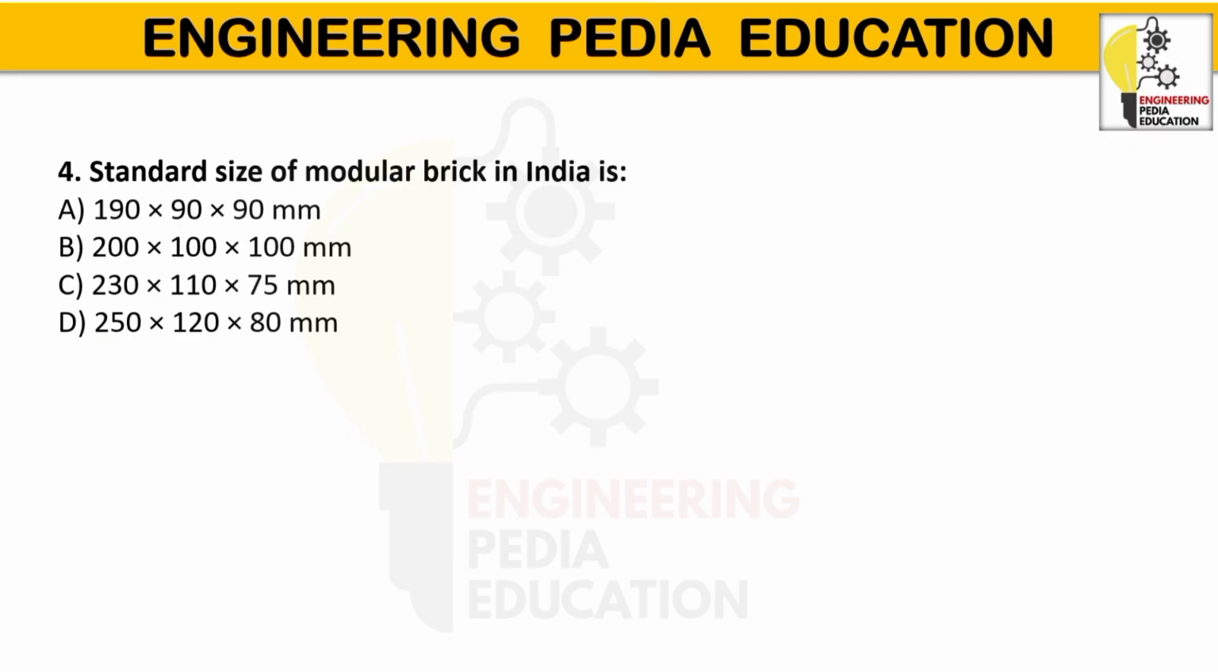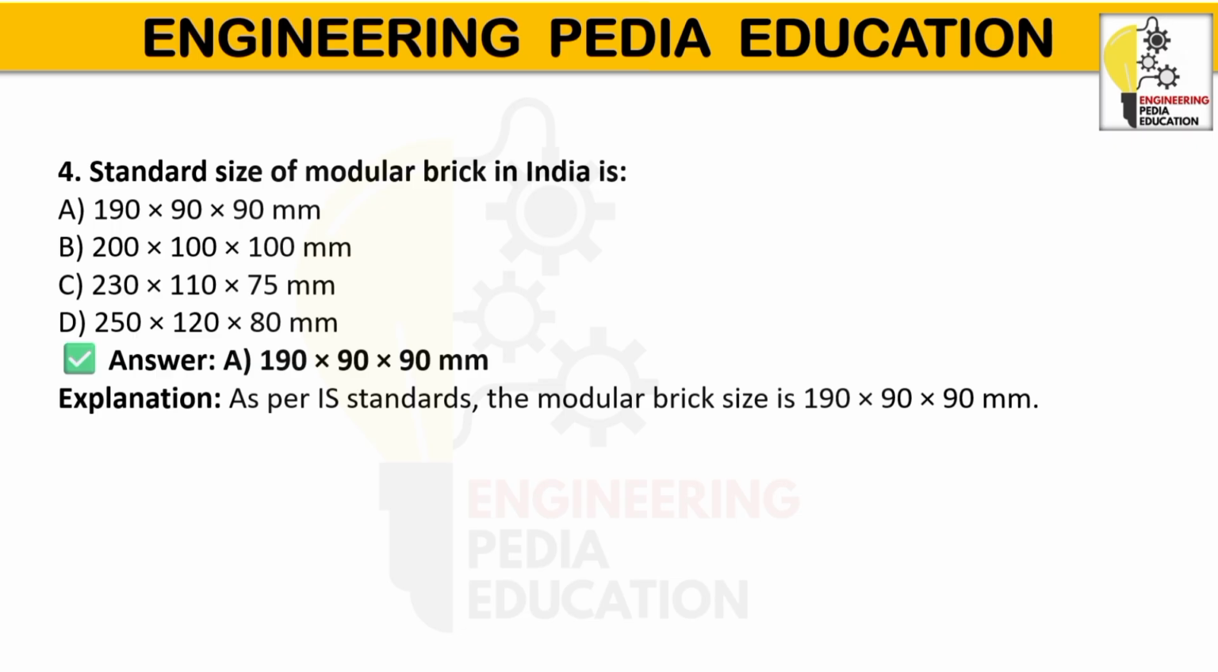Standard modular size of brick in India is: 190 × 90 × 90 mm, 200 × 100 × 100 mm, 230 × 100 × 75 mm, 250 × 120 × 80 mm. So the correct answer is 190 × 90 × 90 mm, the actual size for the modular brick, and when it's with mortar it's 200.